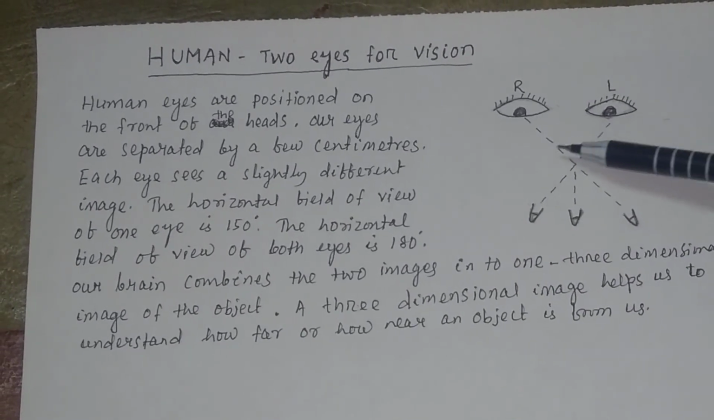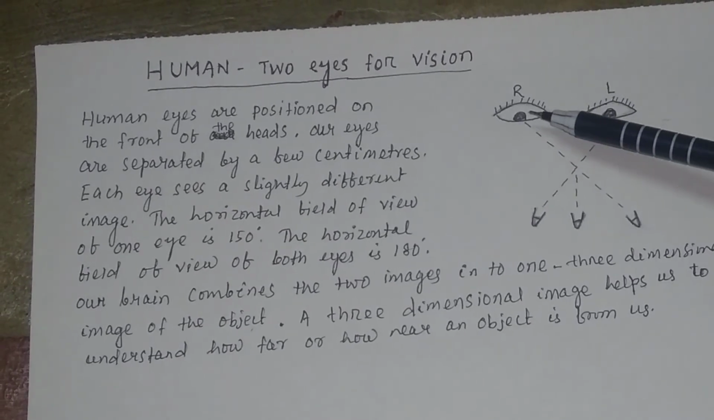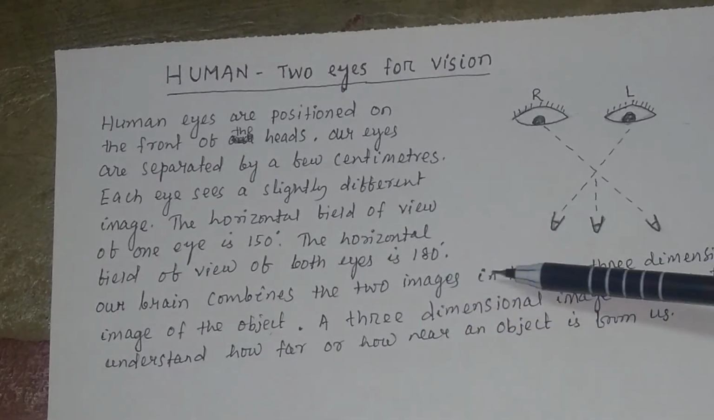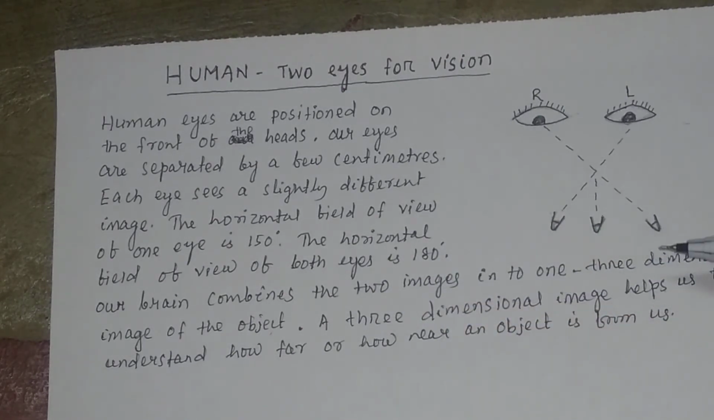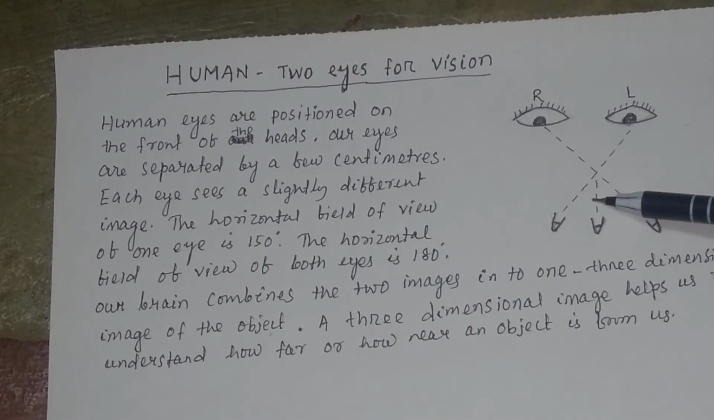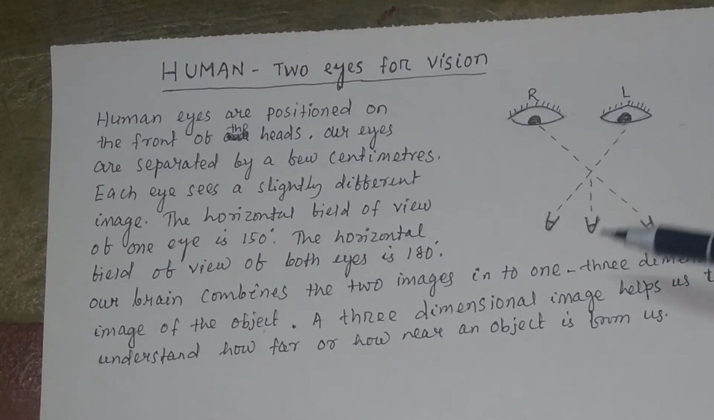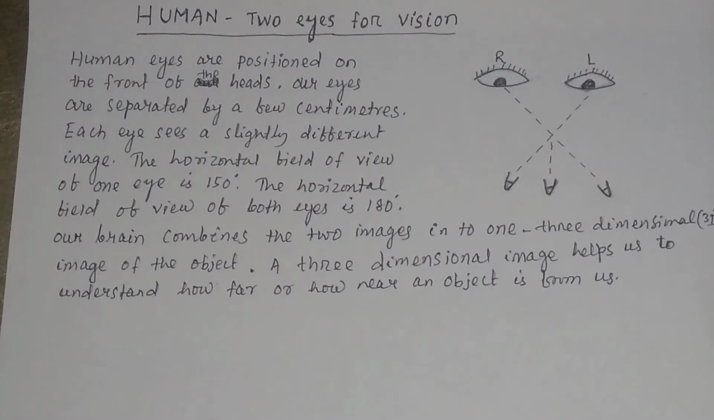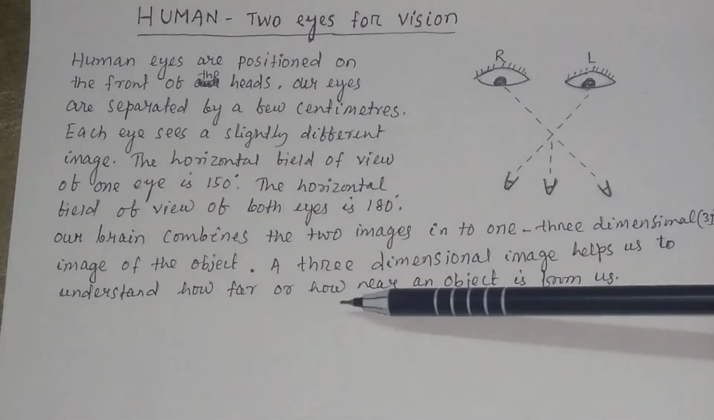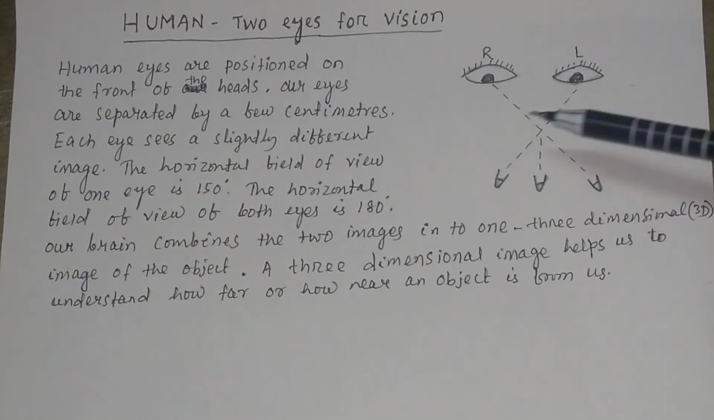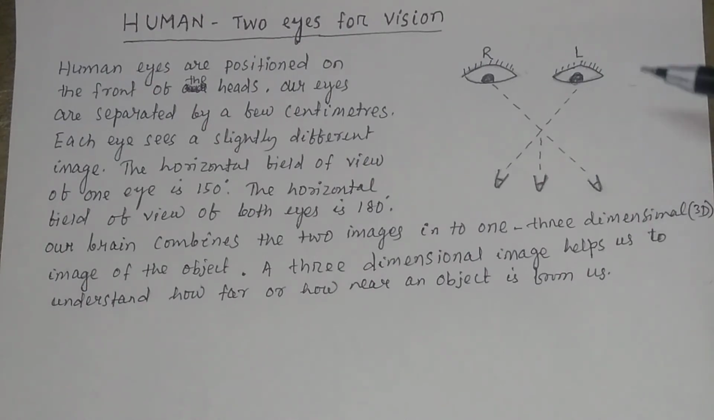Our brain combines the two images, the image seen by the right eye and the image seen by the left eye, into one three-dimensional image of the object. So this is the three-dimensional image of these two objects, generated by our brain. A three-dimensional image helps us understand how far or how near an object is from us. That is why we need two eyes instead of one.